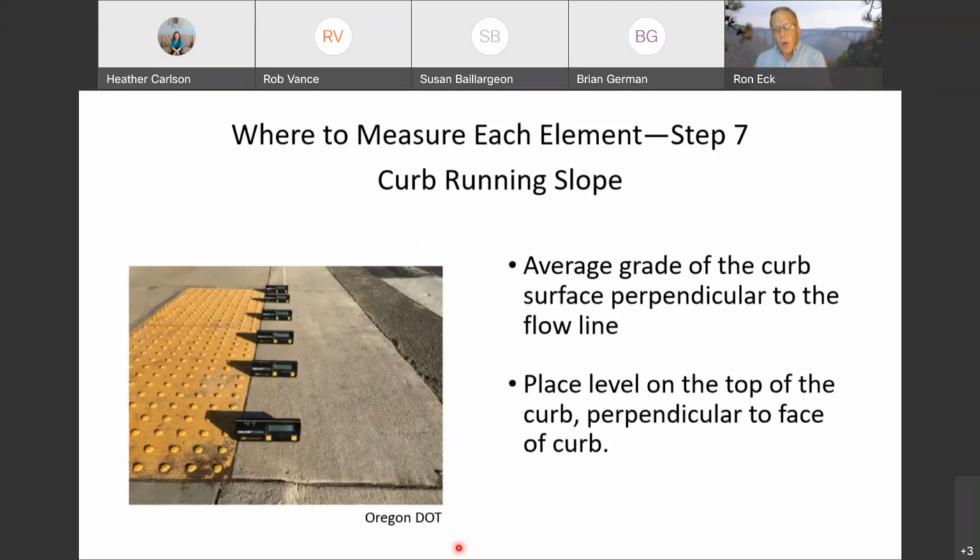Here we're measuring the curb running slope. Obviously, you don't need 6 levels like you see here, but one can do it, of course. But I'm just showing that you probably should take the average grade of the curb surface at several locations across the ramp. Place the level on top of the curb perpendicular to the curb. And I think you can see it might be tough to use a 2-foot, 24-inch level here. So this is a case where the 6-inch level comes in handy.